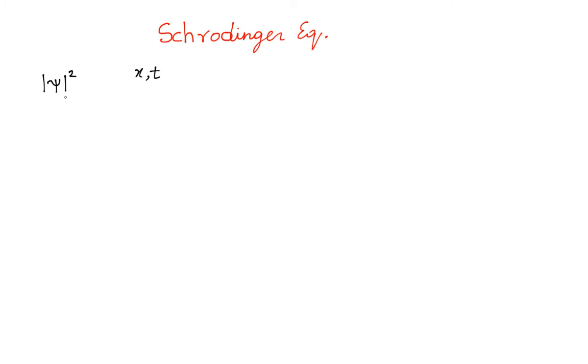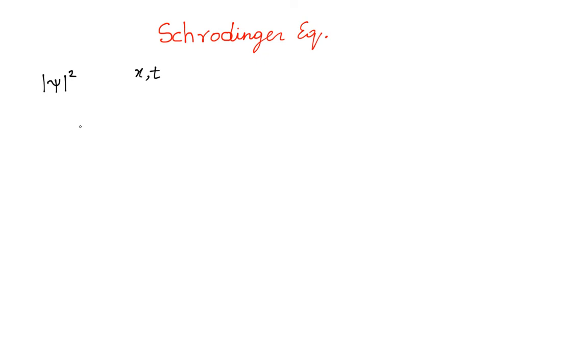Anyway, so this is the probability density, and the very first question one can ask is, how does this probability density evolve in time? So how does it change with time? Well, it may change with time, it may not, but let's assume that we are interested in the question of how this probability density changes with time.